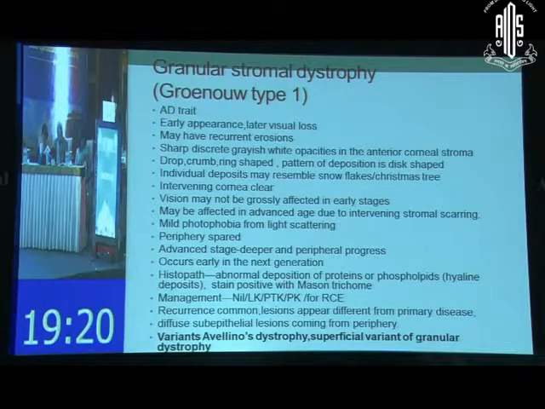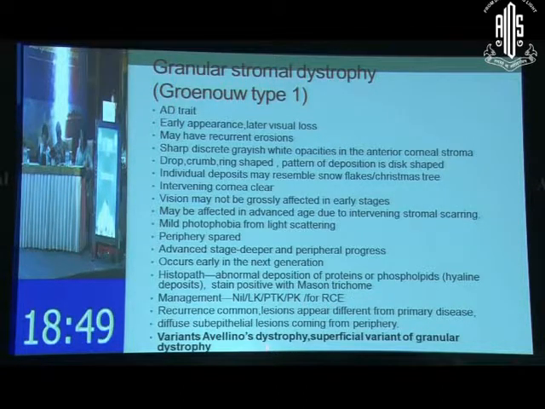Also, whenever you look at a dystrophy, you always tend to look at the family. You will see that even the next generation is affected. They may not complain to you, but there may be small lesions there. It occurs early in the next generation. Histopathologically, there are hyaline or protein or phospholipid deposits. They may need no treatment, or a lamellar keratoplasty, or PTK, PK, anything depending upon the extent of the dystrophy.